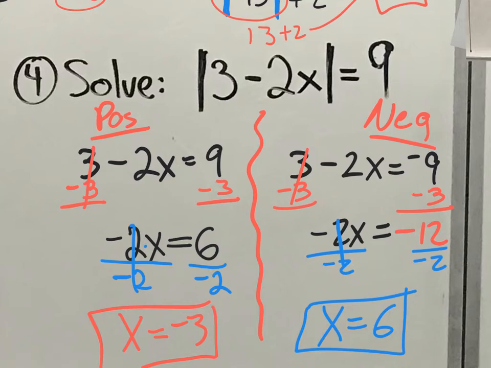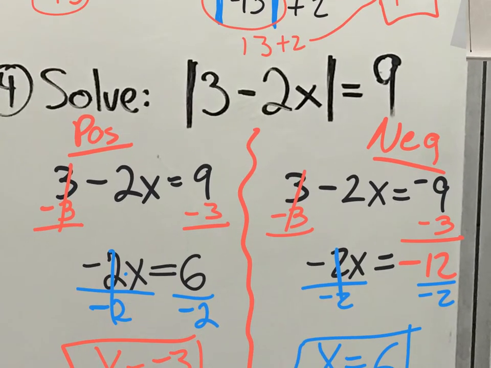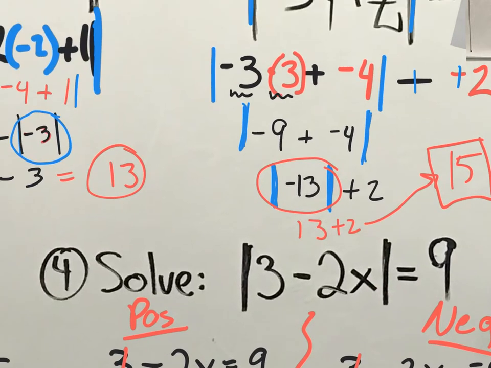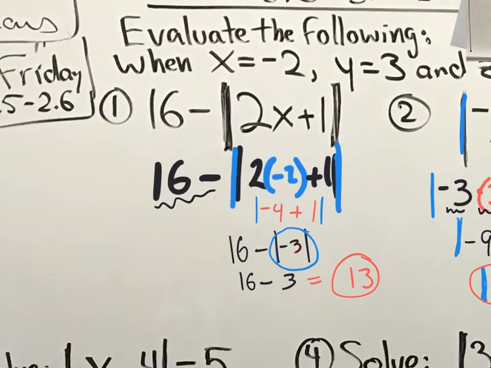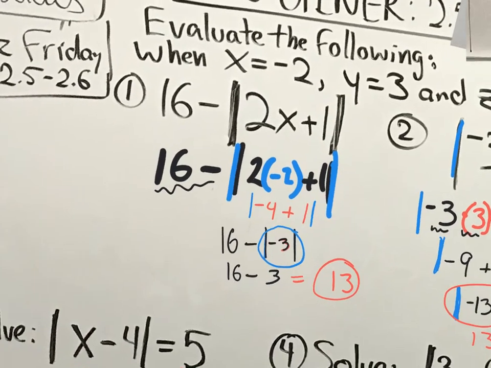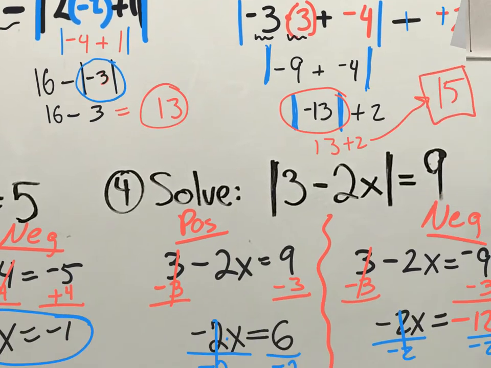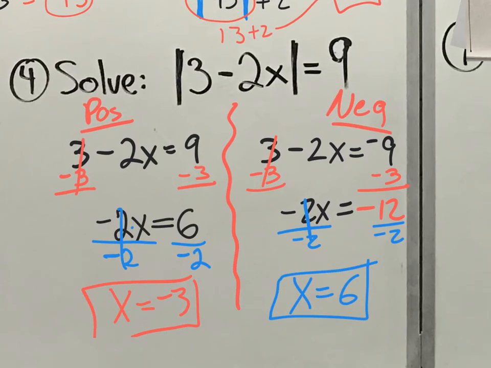Now, I do want to mention this. Don't get confused. Right here, the absolute values, when you do your positive situation, you don't write them anymore. Don't get confused with the first questions up here. This is not solving. This is evaluating. You plug it in, you work it out. It's not like you make these guys disappear. You don't make them disappear. You actually work it out with the absolute values. But when you're solving and you set up the positive and negative situation, that's when the absolute values disappear.